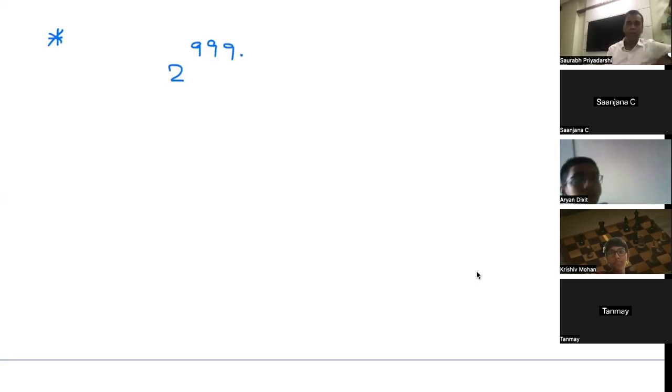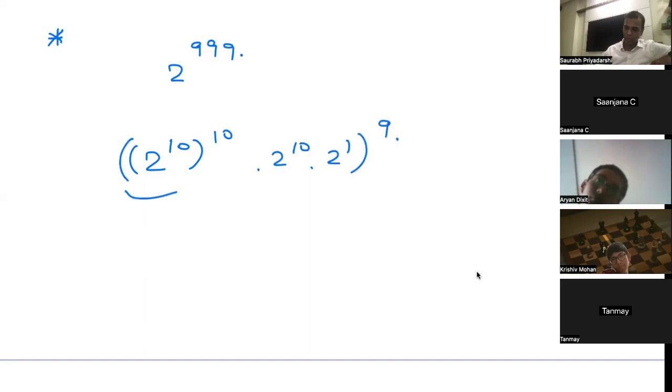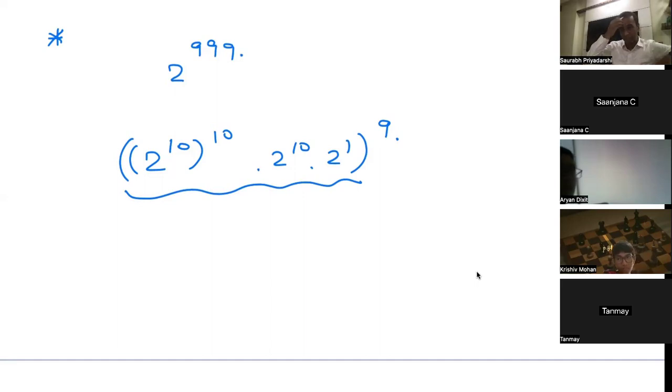Anyone else? You can say 2 to the power 10 is a certain number. Then you multiply with 2 to the power 10 again, then 2 to the power 1, and then 2 to the power 9. So whatever number you get will be the answer. This is 111 into 9.